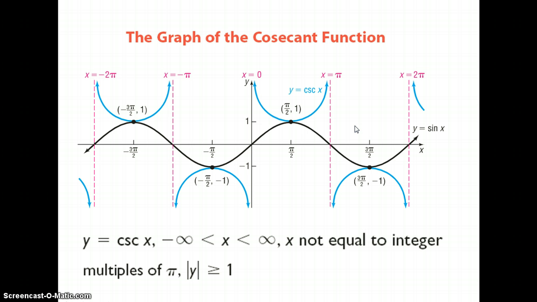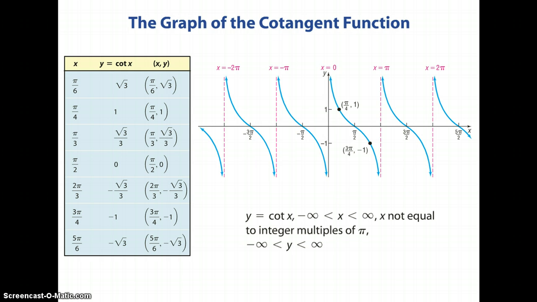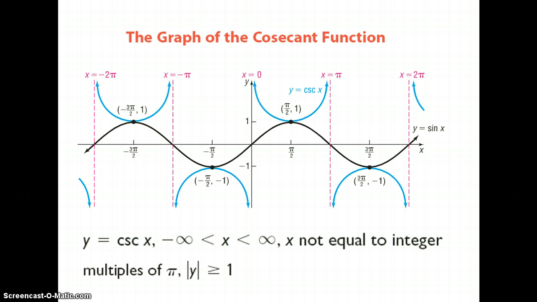Okay, so let's take a look at a transformation. Oh, I guess we don't have any transformations of the cotangent function, but if you know how to do the transformations of the tangent, then you'll know the cotangent as well.